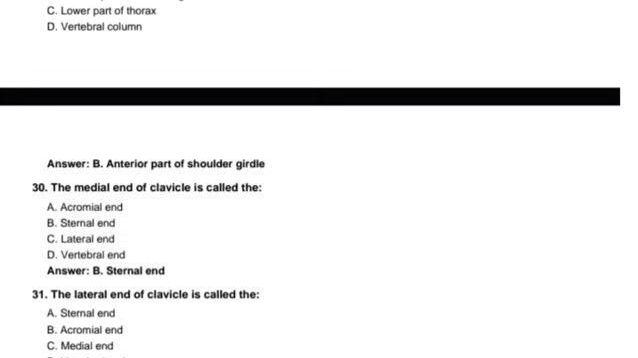Question number 29. The clavicle forms the option A. Posterior part of shoulder girdle. Option B. Anterior part of shoulder girdle. Option C. Lower part of thorax. Option D. Vertebral column. The right answer is option B. Anterior part of shoulder girdle.